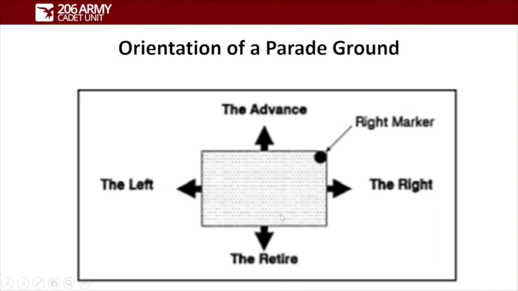Let me try a different example. So let's say you face the retire, and then you right dressed while facing the retire. That means the retire now becomes the advance. Behind you, which the advance was, now becomes the retire. The left becomes the right, and the right becomes the left. This is important to consider because when you give orders, you need to specify the direction.